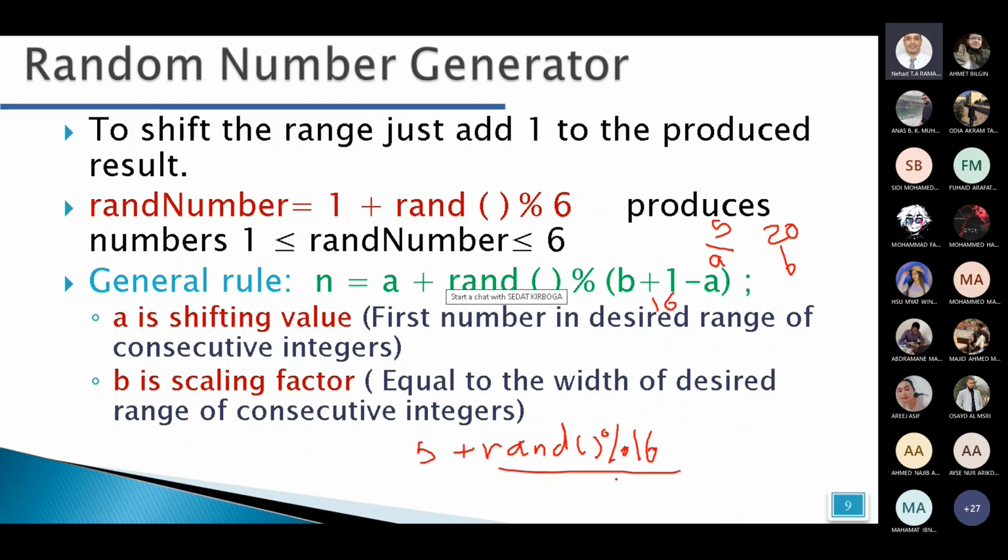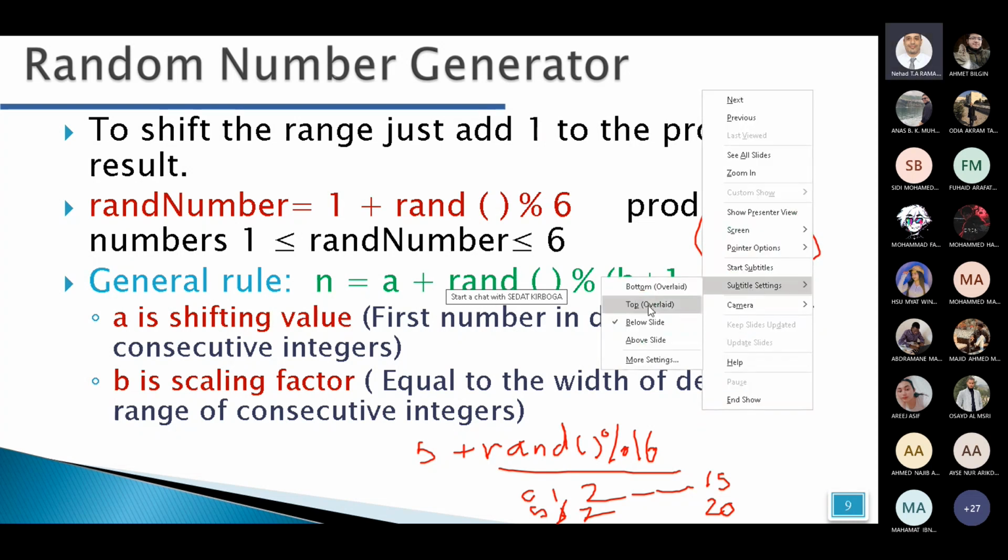Rand mod 16 will give you 0, 1, 2 until 15. When you add 5, it will give you 5, 6, 7 until 20. Okay, it's clear. So this is the rule: A plus rand mod B plus 1 minus A. A is the first value that you need, B is the last value.